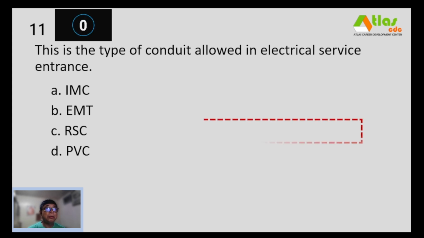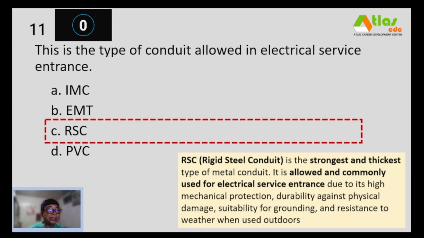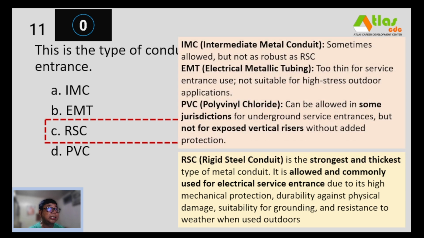So our correct answer is RSC. RSC, or rigid steel conduit, is the strongest and thickest type of metal conduit. It is allowed and commonly used for electrical service entrance due to its high mechanical protection, durability against physical damage, suitability for grounding, and resistance to weather when used outdoors.